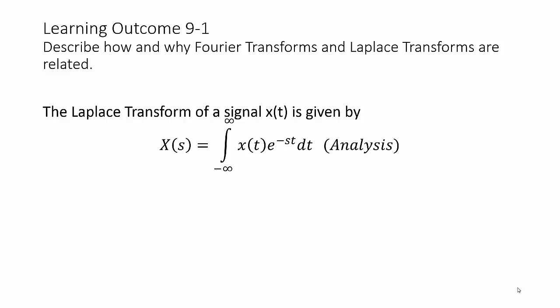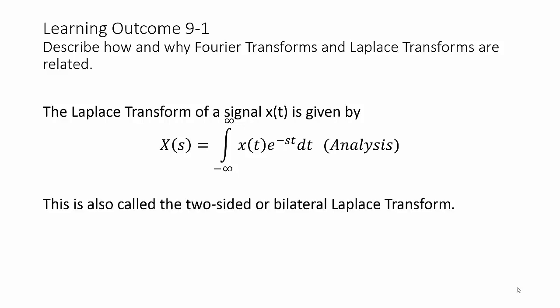The Laplace transform of a signal is given by the following integral. It's very similar to the integral we used for Fourier transforms. We integrate from negative infinity to infinity our time signal with an exponential e to the minus st dt. s is a complex number, but not a purely imaginary number. We say that the output of our transform is X of s, again capital X, and our variable is s instead of j omega.